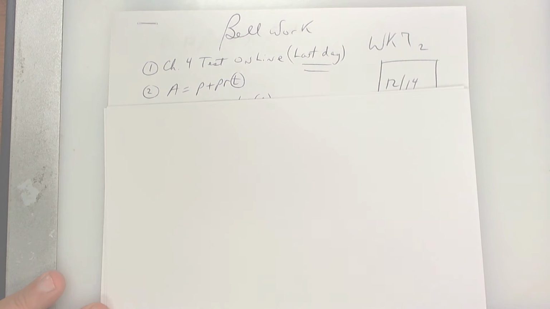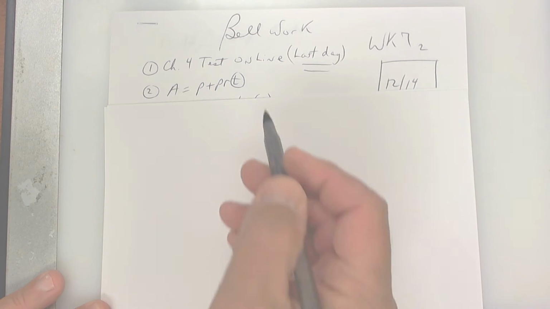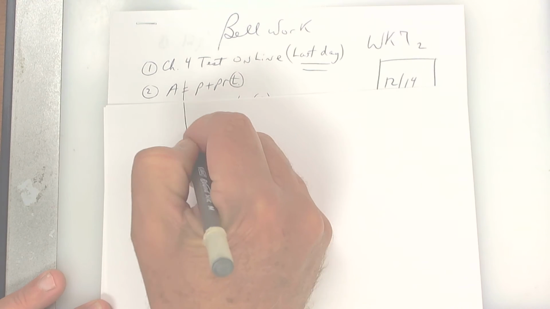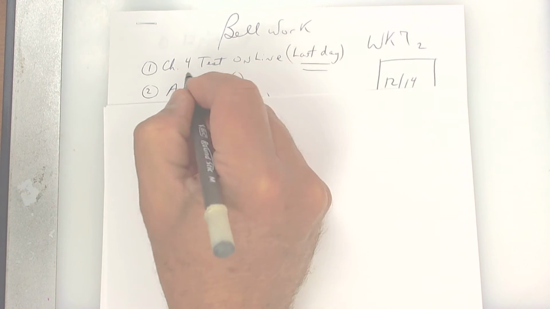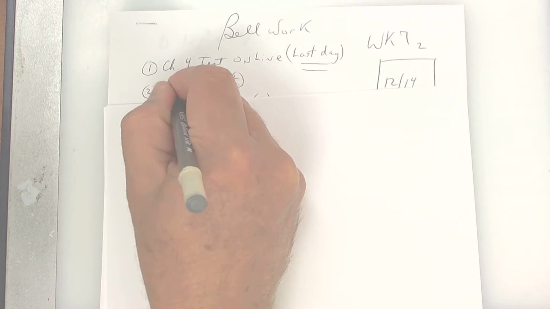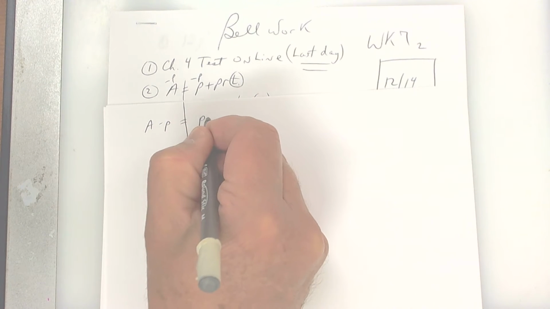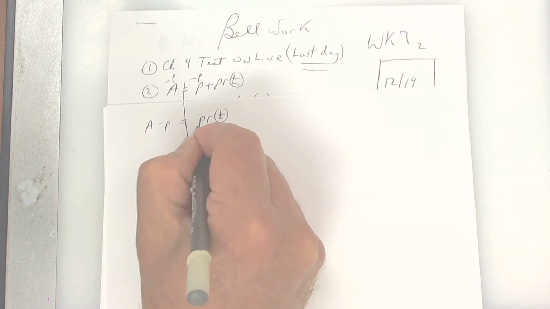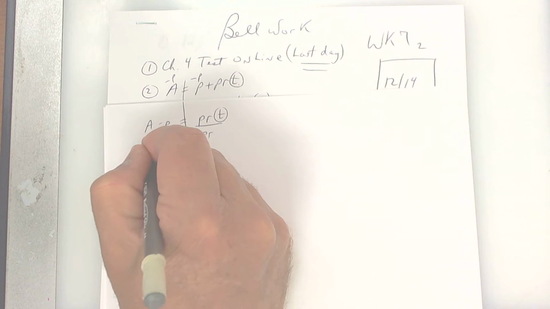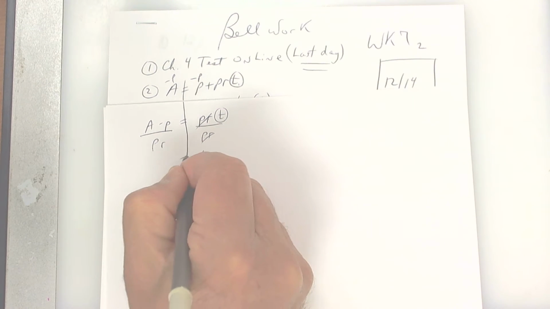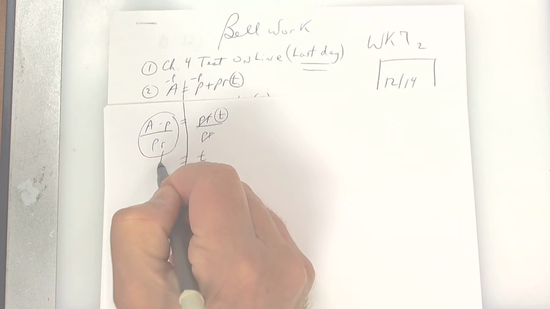So let's take a look here. You're trying to get t by itself, so you draw a line. You want to first subtract p from both sides. So you're going to get a minus p equals PRT. Now you want to divide by PR, and you're done. So T is equal to that.